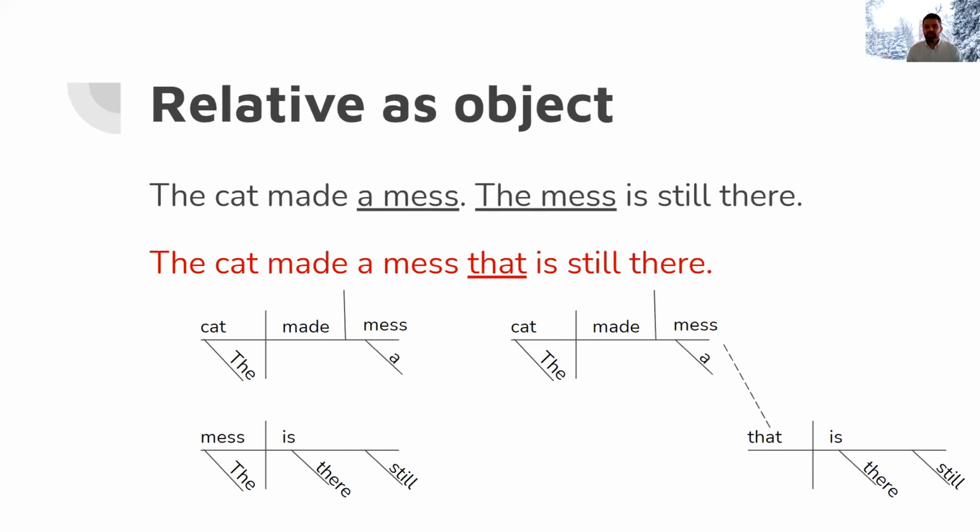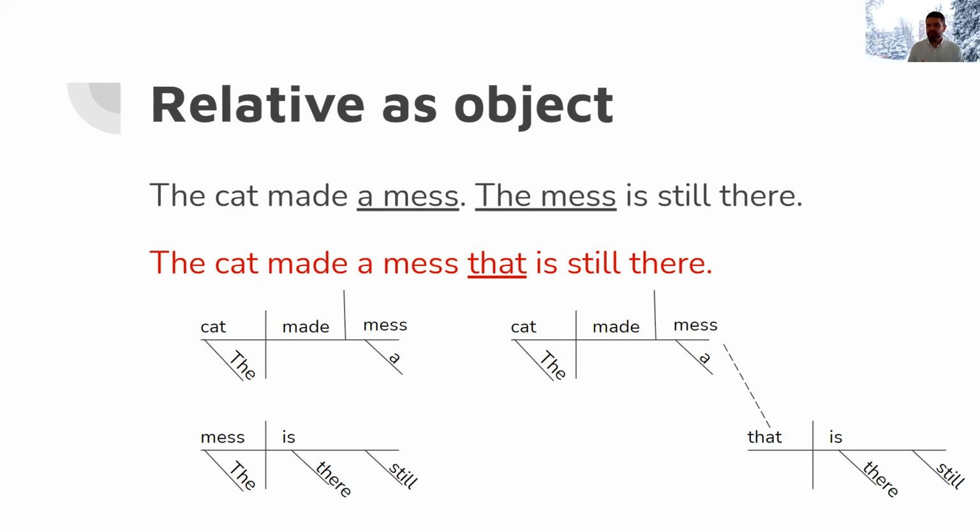This is an example of a sentence where the relative pronoun takes the place of the object. So here we have the cat made a mess. And then we say the mess is still there. Okay, so it's not the cat that's being duplicated here, it's the mess. And in the first sentence, the repeated part takes the object slot. So then we can replace it with something like that. Okay? The cat made a mess that is still there. And so that is coming in after the mess.